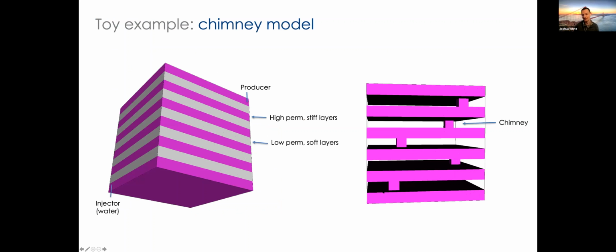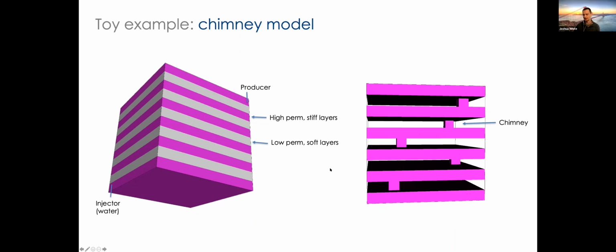Okay, so just to give you a visualization, a toy example to see exactly how all these equations come together. This is a toy example that nicely illustrates it. No real field really looks like this, but it's a fun example. Imagine we have a cube. We inject water into one corner of the cube, and we produce water from another corner of the cube. It has this layer cake structure where we have high permeability layers, but which are also stiff. And interbedded with them, we have low perm and soft layers.